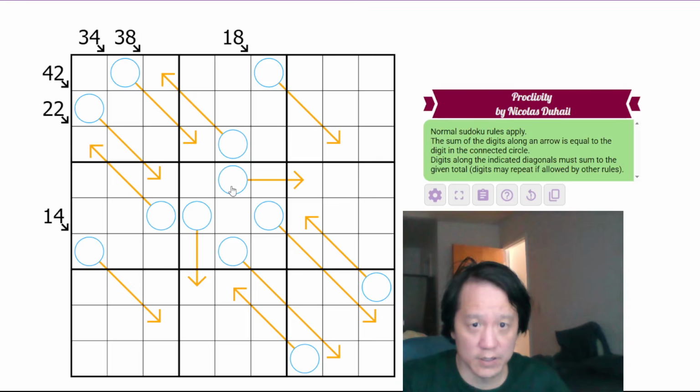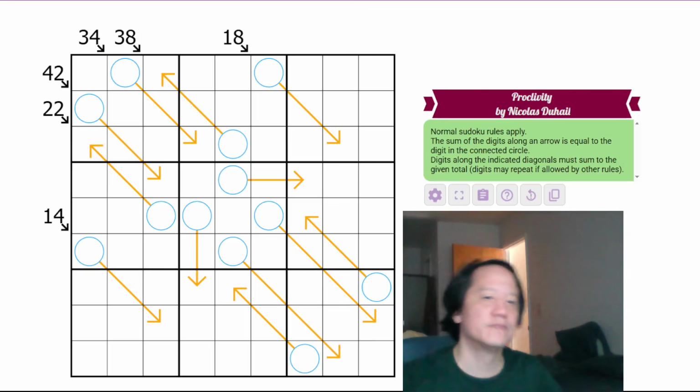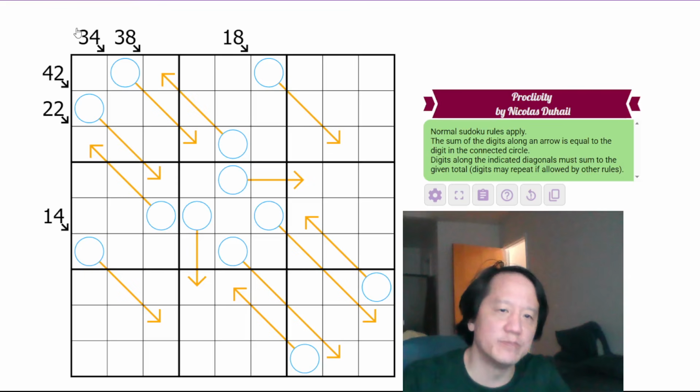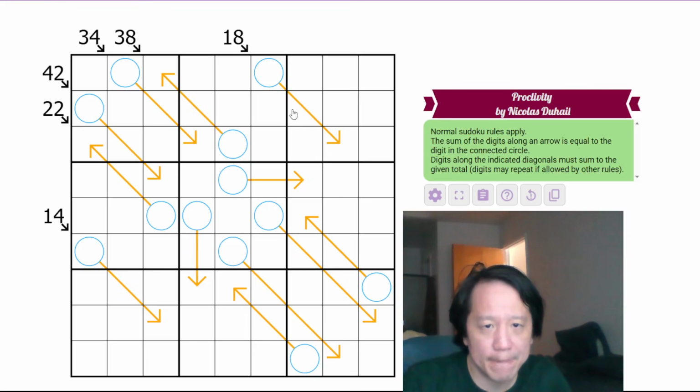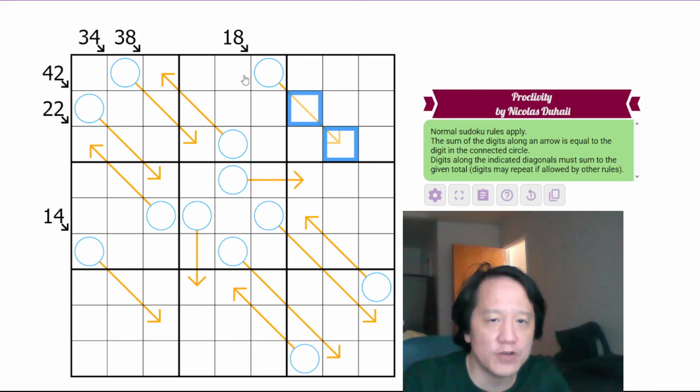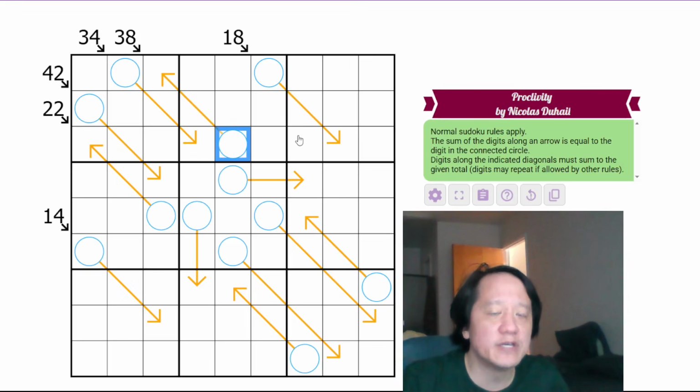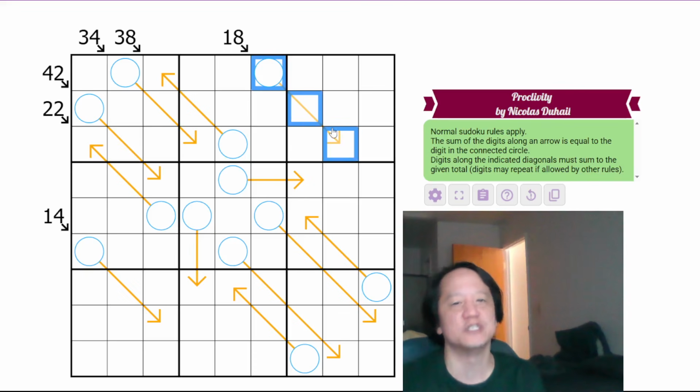Let's go. Okay. All of these sums are even sums. Anytime you have an arrow along the diagonal, the digits on the arrow sum to the same sum as the digit in the circle. So because of that, these are essentially equal to 2 times the digit in the circle, which is an even sum.